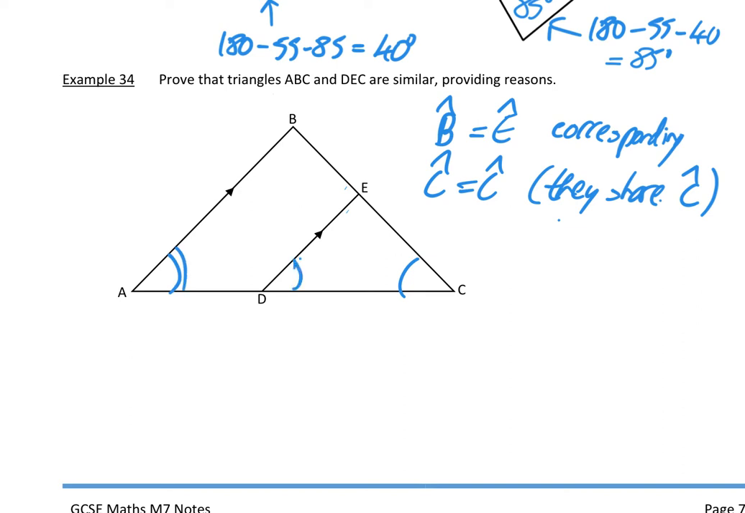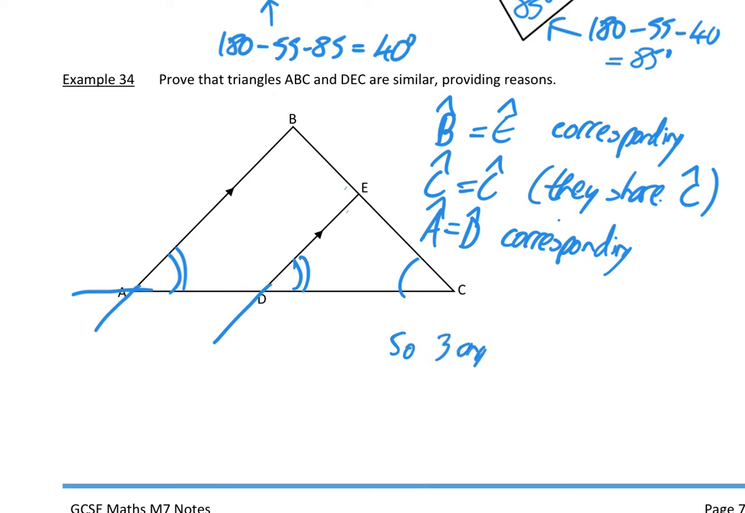And my angle A and my angle D, again, it might help just to extend, just to see. There's my parallel line, so they are in the corresponding place. So my angle A equals my angle D, and again, that is because they are corresponding angles. So, just say, three angles the same. So the triangles are similar. Done.